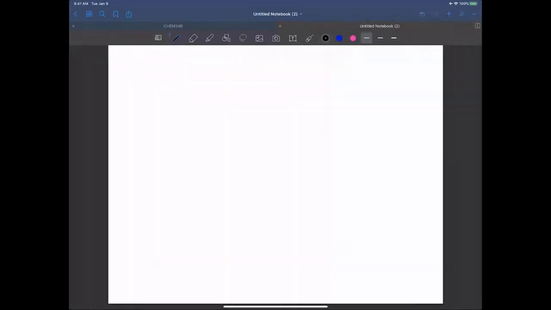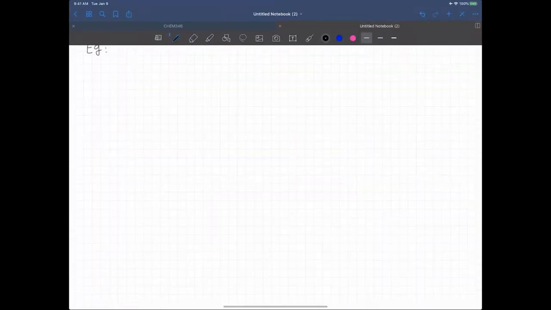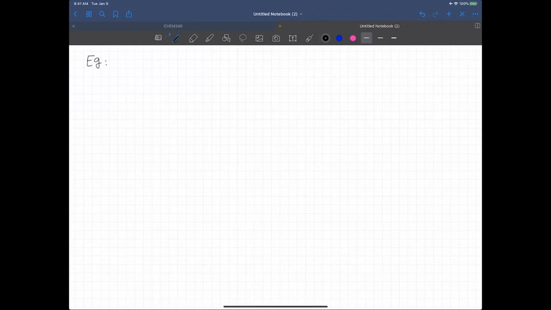Okay, let's try an example. Not necessarily with epoxides, but more of alcohols. I just want to see how you guys are faring at this point. Okay, let's try with this here.